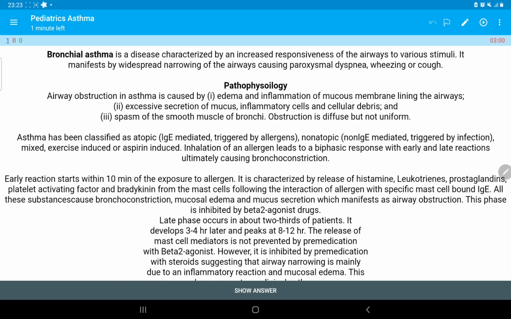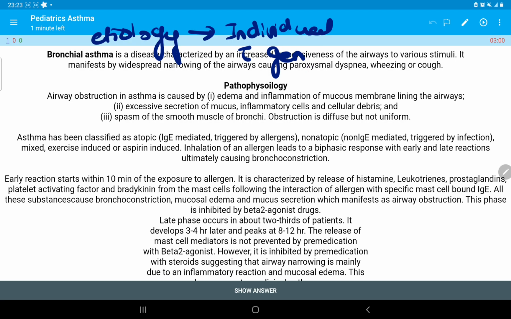Now let us talk about pathophysiology. Initially, there are four etiological agents. They are atopic, non-atopic, exercise induced, and aspirin. When there is an etiology that causes this, individuals with genetically susceptible genes are affected.